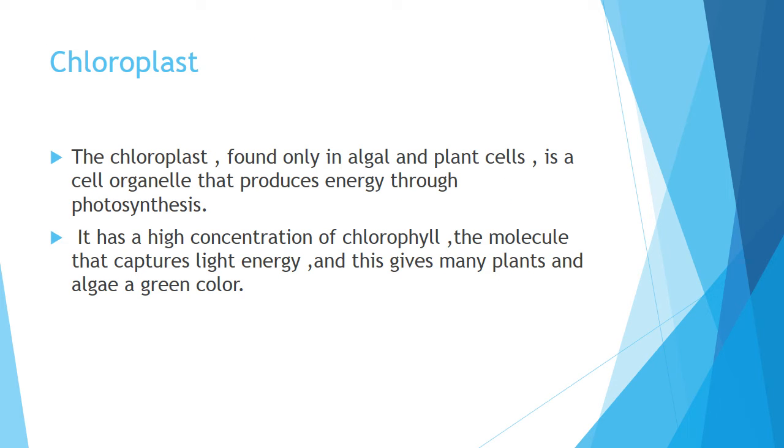First of all, chloroplast. Chloroplast is an important organelle found only in algal and plant cells. It is a cell organelle that produces energy through photosynthesis. Chloroplasts contain chlorophyll, the molecule that captures light energy, and this gives many plants and algae a green color. Means chloroplasts contain chlorophyll, which gives green color to the plants.